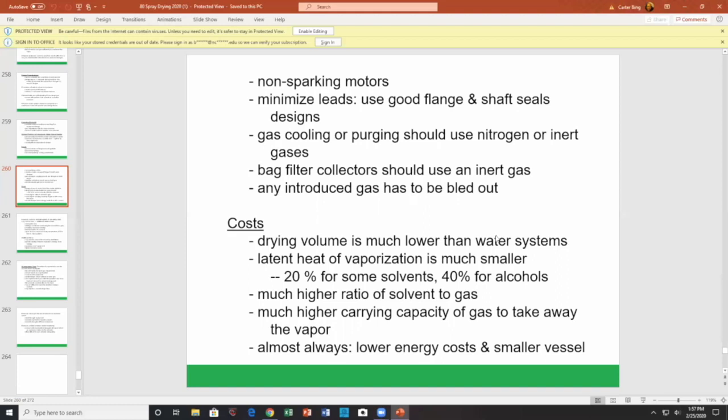Produces gas to be bled out. Any introduced gas has to be bled out. Cost? Drying volumes are much lower than water systems. Latent heat of vaporization is much smaller. Much higher ratio of solvent to gas. Much higher carrying capacity of the gas to take away the solvents. Almost always lower energy costs in small vessels.